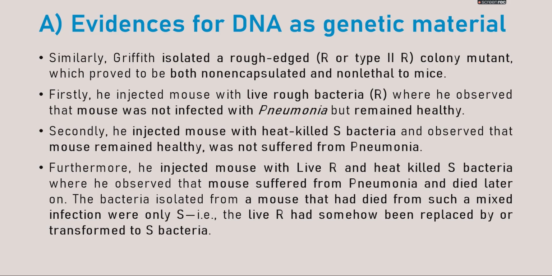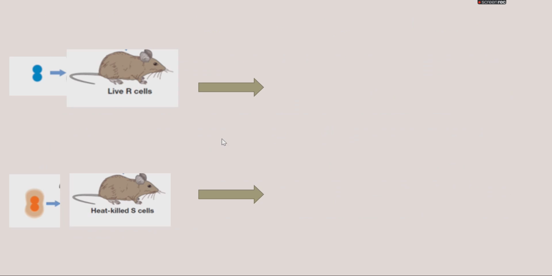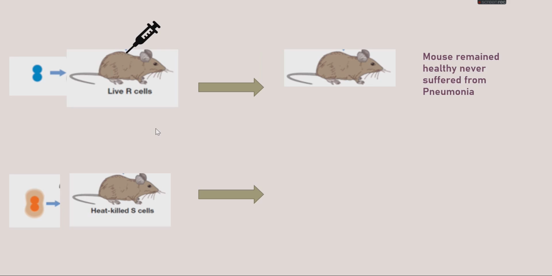While conducting this experiment, it is divided into three different steps. Firstly, Griffith injected a mouse with live rough bacteria, where he observed that the mouse wasn't infected. See here, this is the mouse which is infected with live R cells, live Streptococcus pneumoniae bacteria. When it is injected with this bacteria, that mouse remains healthy, means it is not affected by pneumonia.